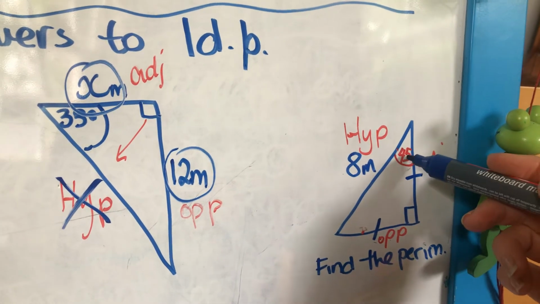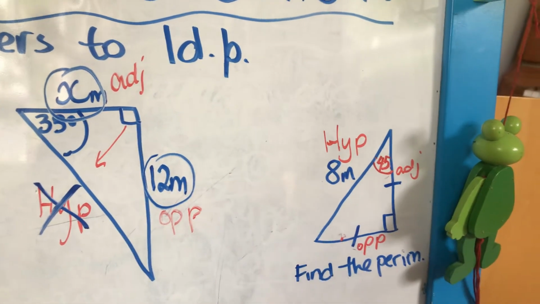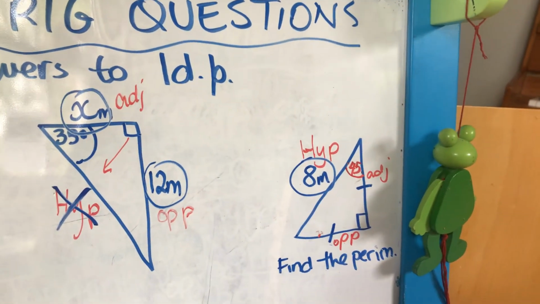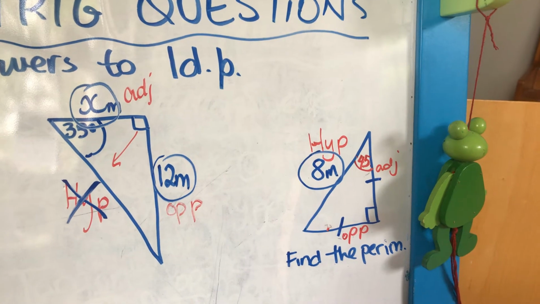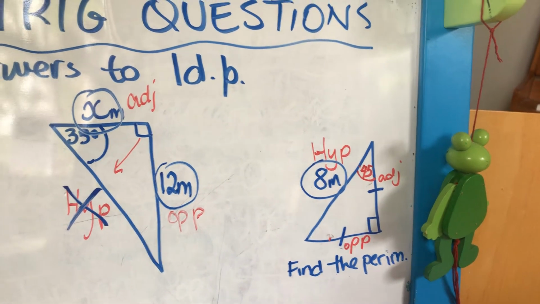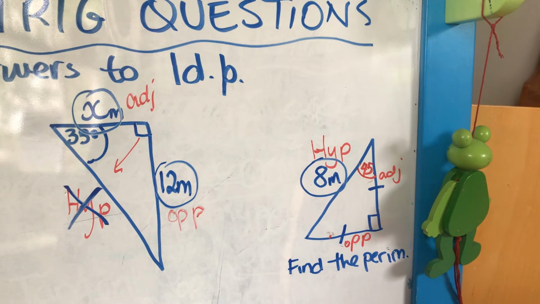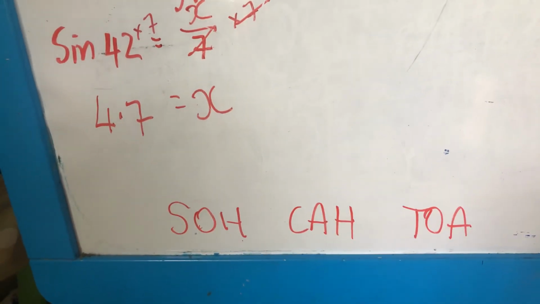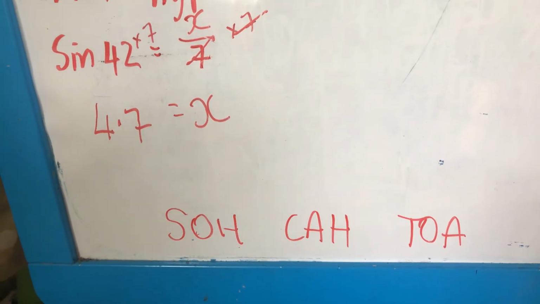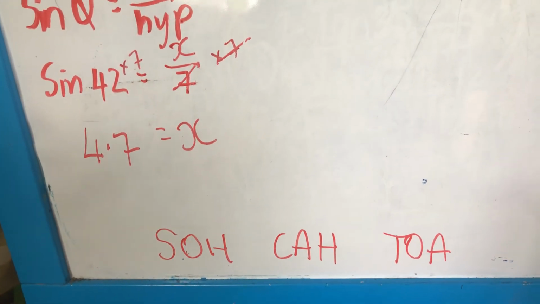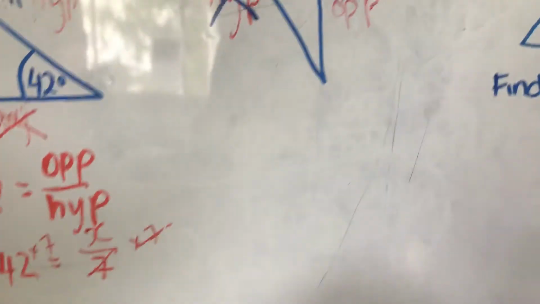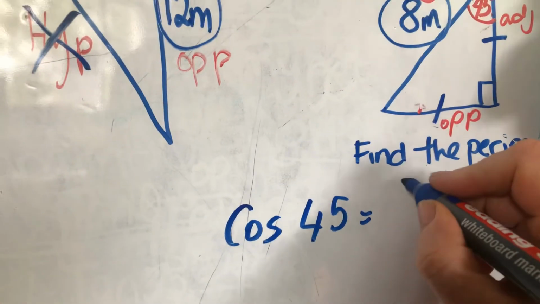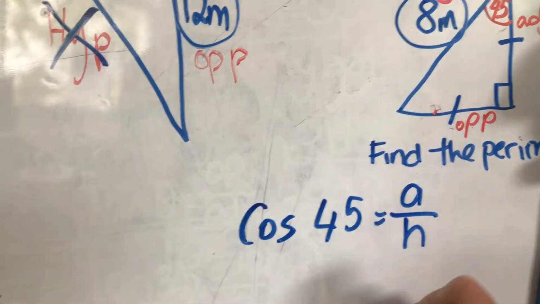So I'm using my angle of 45. I could have used this one. It doesn't matter. I have to use my known, so I have to use hypotenuse. Now it doesn't matter whether I find the opposite or the adjacent, does it? Because these little dashes mean they're exactly the same. So you can choose. Do you want to use opposite over hypotenuse or adjacent over hypotenuse? Well, for no apparent reason other than I've already done a sine question, I'm going to do a cosine question. So the cos of 45 equals adjacent over hypotenuse.